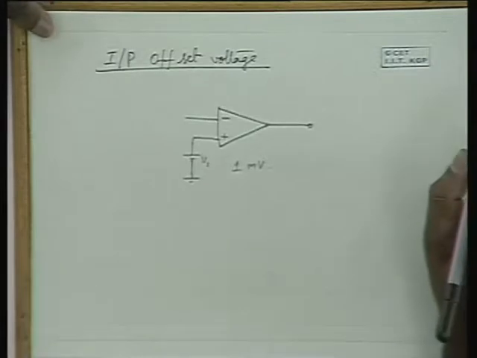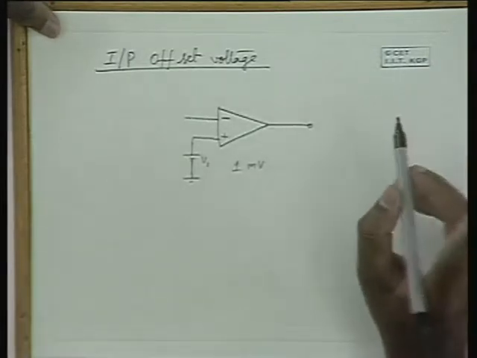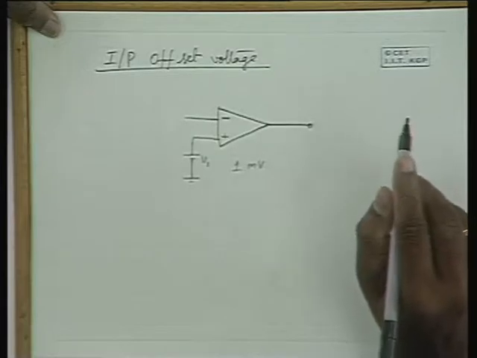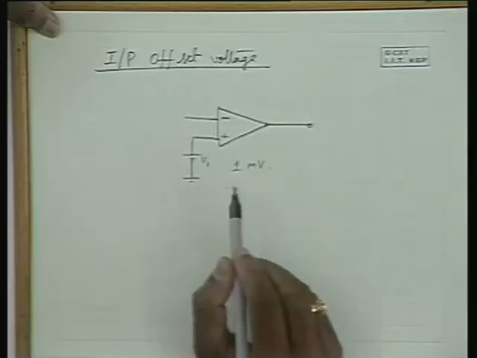This is because of the imbalance between the two amplifiers you use in a differential amplifier stage. An op amp typically uses 2 or 3 difference amplifier stages, and if the two transistors in the difference amplifier stage do not match with each other, we have some difference in the gains, and some difference in the input currents also. Because of which we have an input offset voltage.